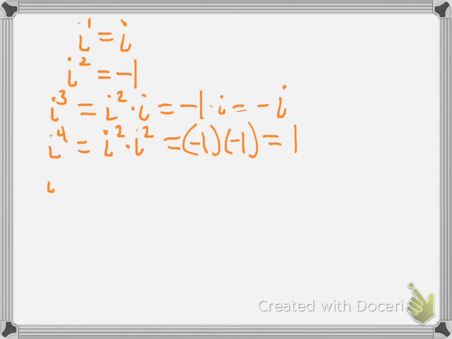What about i to the fifth? Well, i to the fifth, you can write that again a number of different ways, but let's think about it as i to the fourth times i. Well, we just saw that i to the fourth was 1, and 1 times i is i. And so we're back to the start of the pattern again.